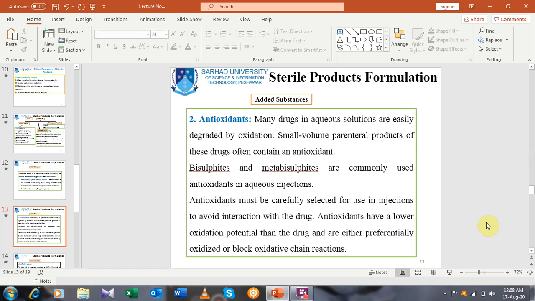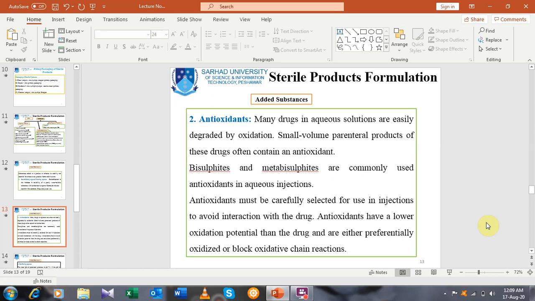Antioxidants must be carefully selected for use in injectables to avoid interaction with the drug. Remember that any other additives, apart from the API, should also be selected on the basis of interaction. If there is any type of interaction, whether API with another API or API with the rest of the formula ingredients, then it is rejected. Care should be taken in the selection of any excipients to avoid any interaction with the drug or with the other excipients used in the formula.